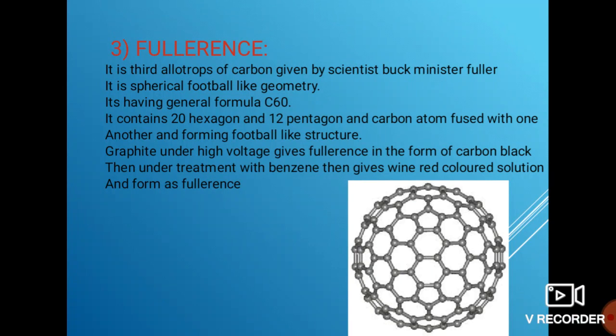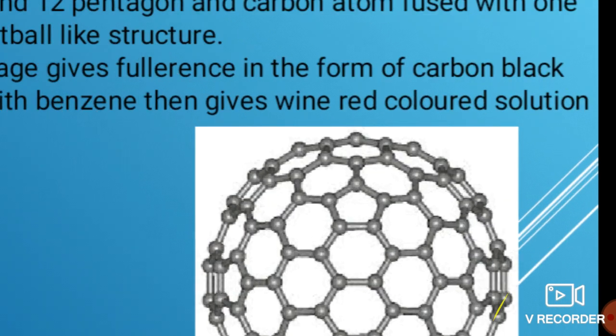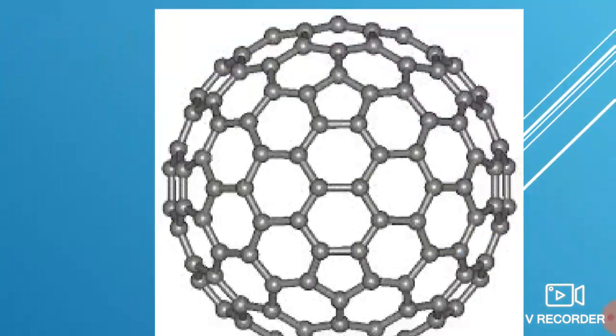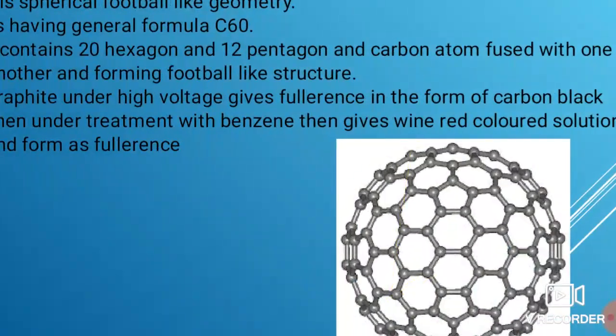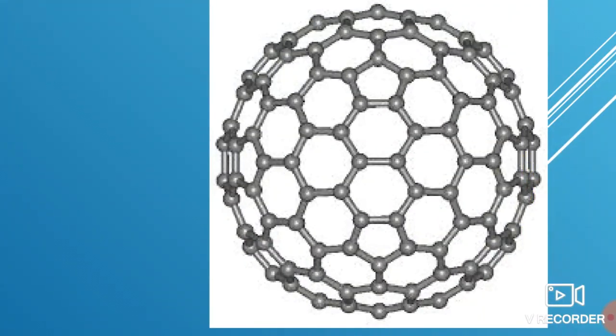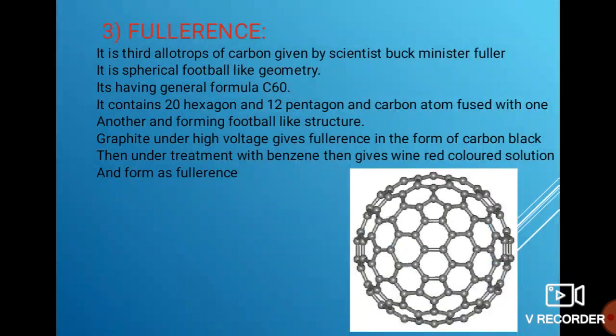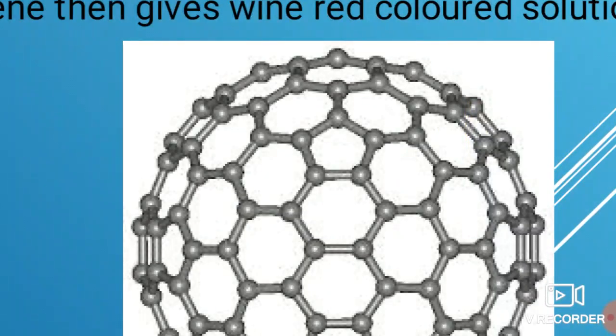Graphite under high voltage gives fullerenes in the form of carbon black. Then on treatment with benzene, it gives a wine red colored solution, which contains the fullerenes. These fullerenes are formed from graphite, and since graphite is sp2 hybridized, fullerene is also sp2 hybridized.